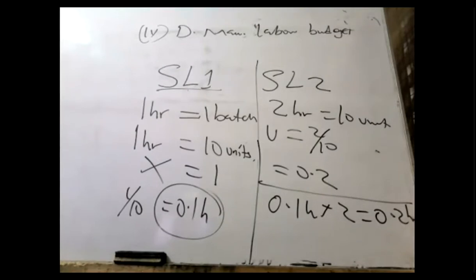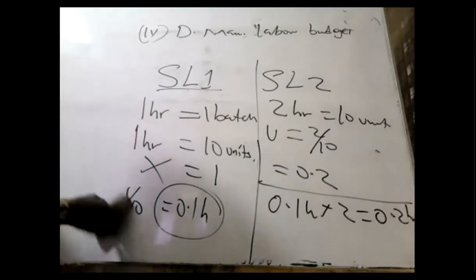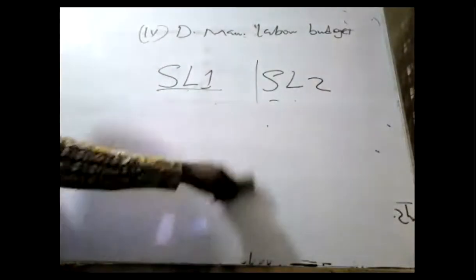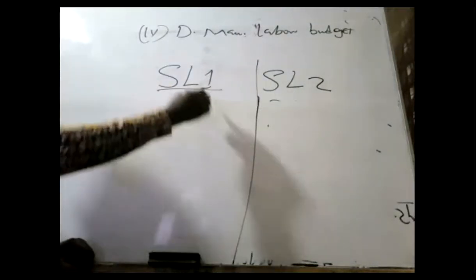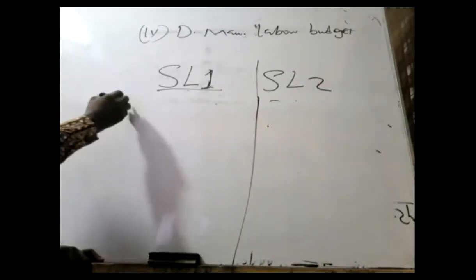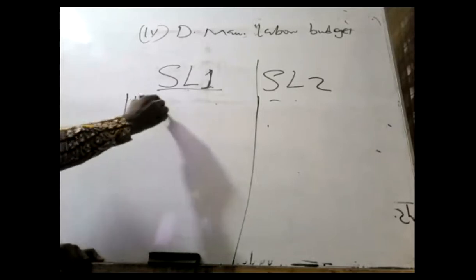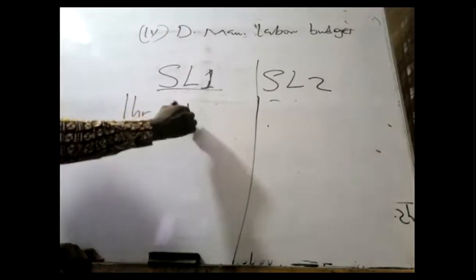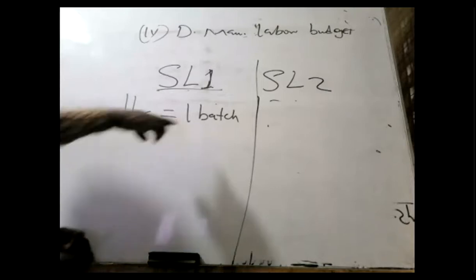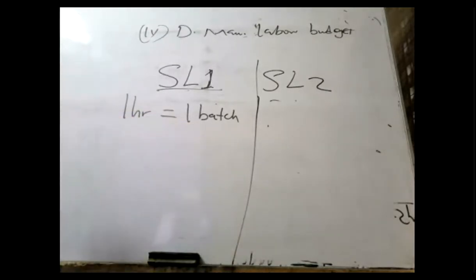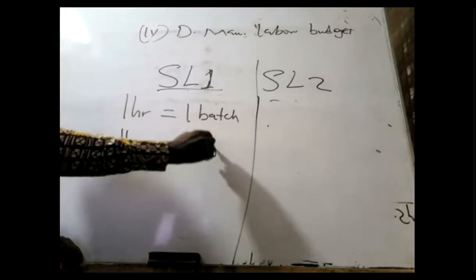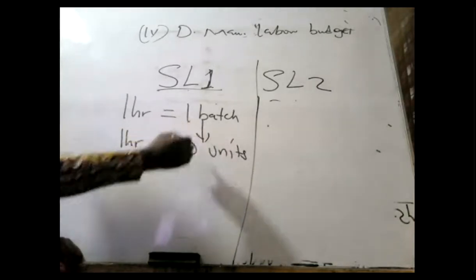Let's work together again. We are saying that for skilled labor we have two types. The senior people are skilled labor one, and they take 1 hour to complete a batch. How do you get this? The examiner said that in a batch you have 10. So these people take 1 hour to complete 10 units, because a batch is the same as 10.